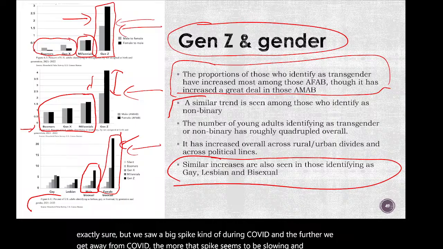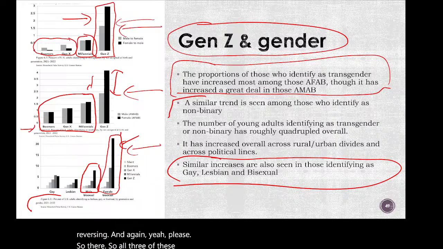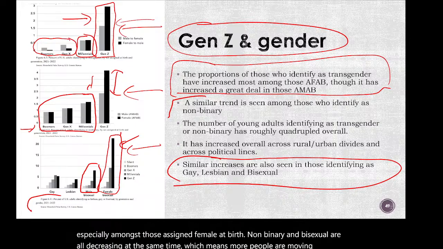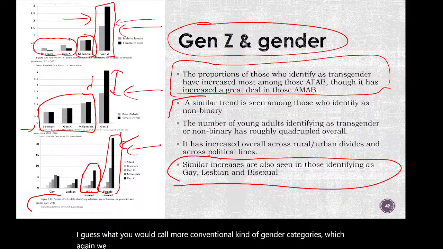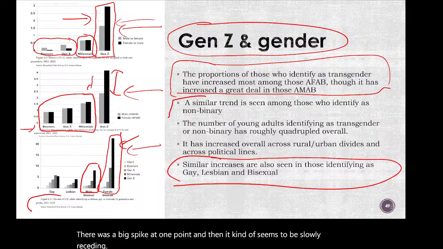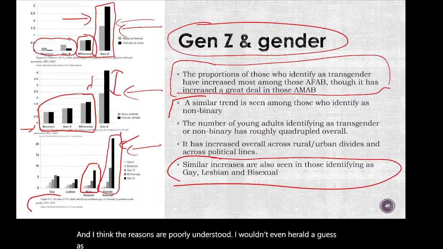And again, oh yeah, please. Is it decreasing while the other one increases, or just decreasing on its own? So all three of these, identification as transgender, especially amongst those assigned female at birth, non-binary, and bisexual, are all decreasing at the same time, which means more people are moving into what you would call more conventional gender categories, which again, we don't really know why. There was a big spike at one point, and then it seems to be slowly receding. I think the reasons are poorly understood. I wouldn't even hazard a guess as to why. It just seems to be happening. Does that answer your question?